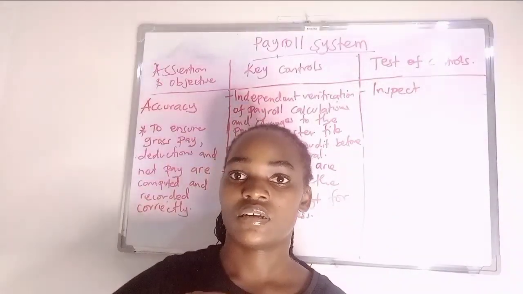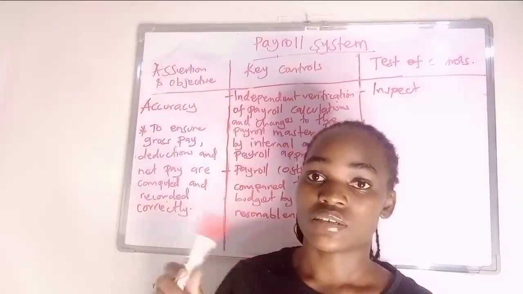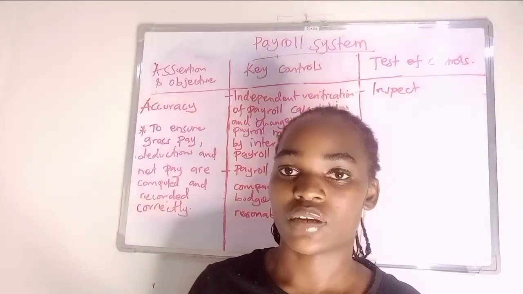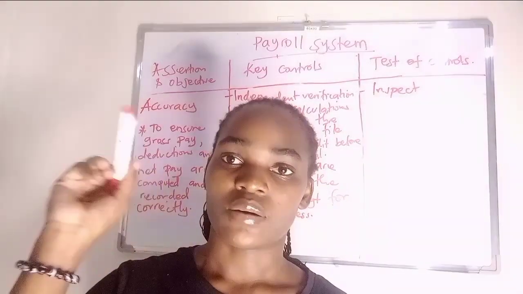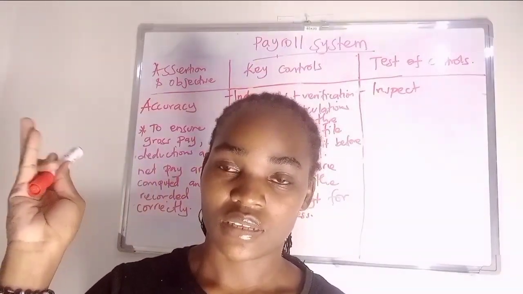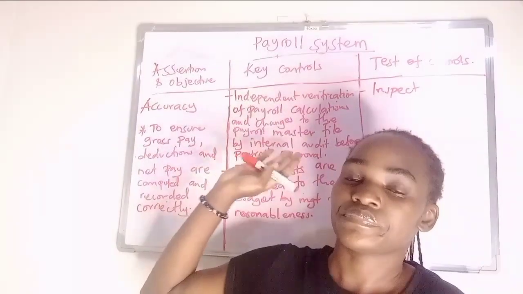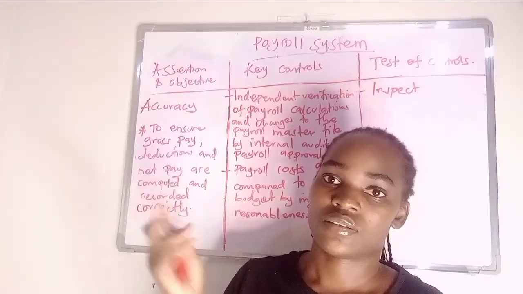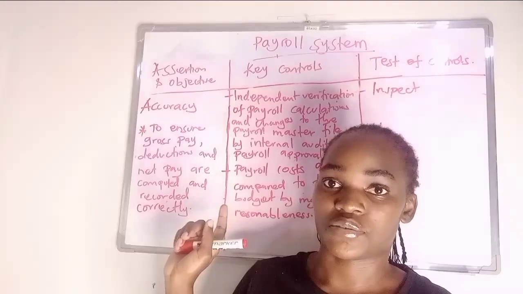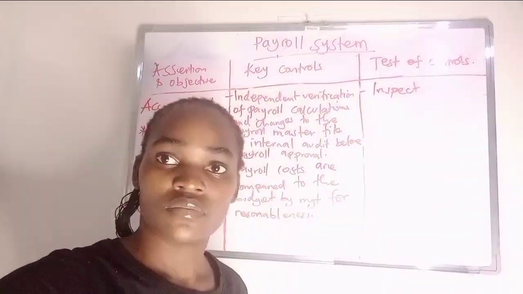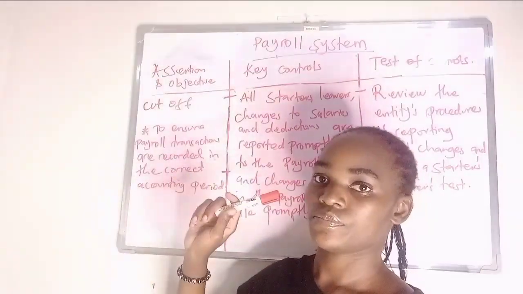So let's go to the next assertion, which is cutoff. For classification, we are not going to deal with it because I already told you the objective is the same, the control is the same, and the test of control is the same for all the transaction systems. So we don't have to deal with that again. So let's look at cutoff.